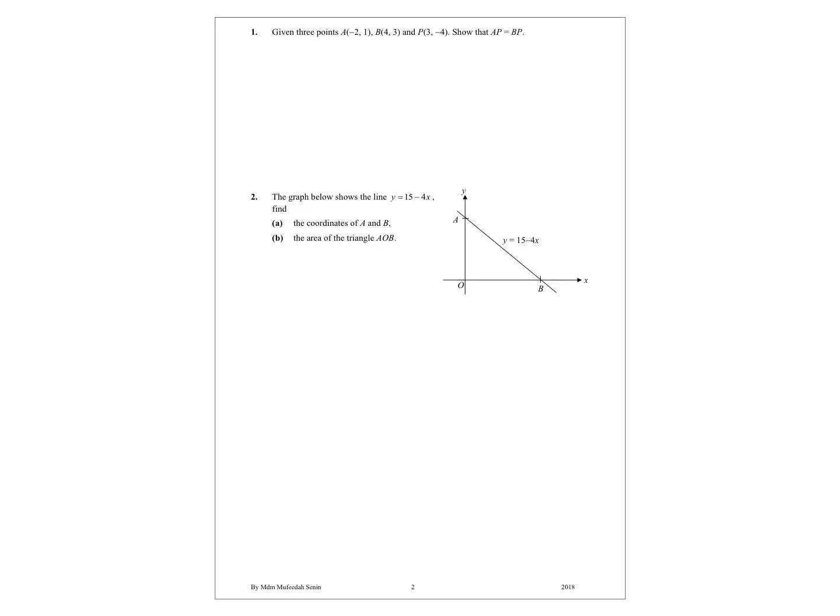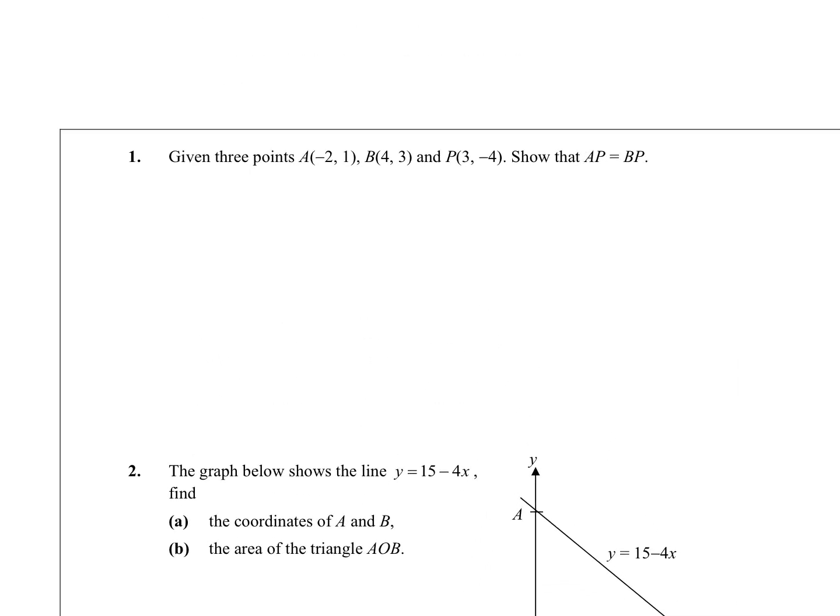That's a double step. Okay, let's look at the first one. I'm given 3 points and I want to show that AP is equal to BP. So basically find the length. So go and find AP.